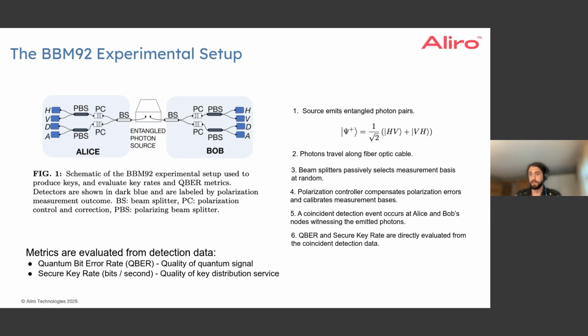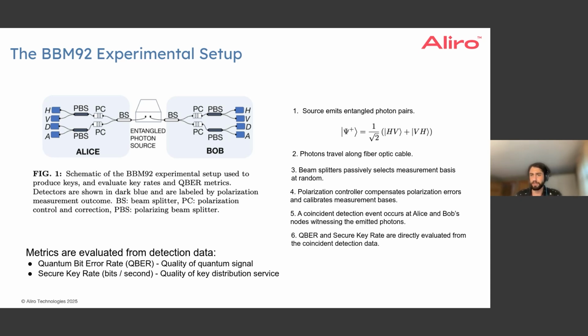These coincident counts are exactly what we use to establish a shared secret key. If they came from the same photon pair, then they're entangled with each other, and those detections are correlated. So using these correlated detections, we then will perform key sifting and calculate a quantum bit error rate, so the chance that there is an error in the key that you establish, and the secure key rate, which is the rate at which you can produce secure key without any errors.